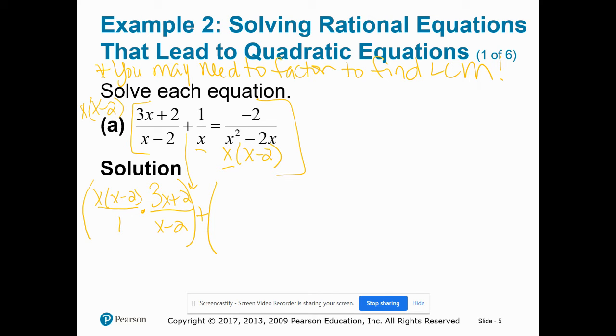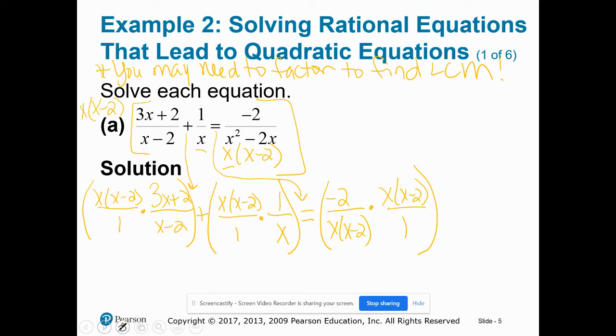Bring down that plus. In the middle here, x times x minus 2 over 1 times 1 over x equals negative 2 over x times x minus 2. I'm going to write the factored form for that, times x times x minus 2 over 1. So again, we're checking to see if we can cross-reduce anything in each one of these individual chunks. Over on the left side, x minus 2's can reduce out.